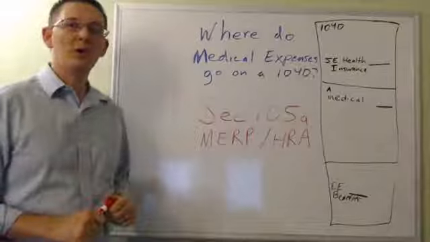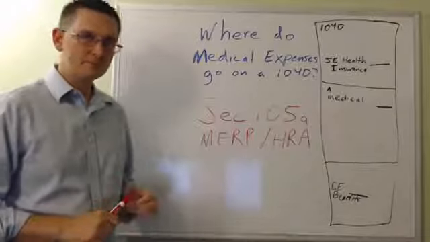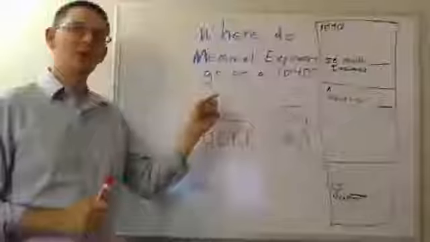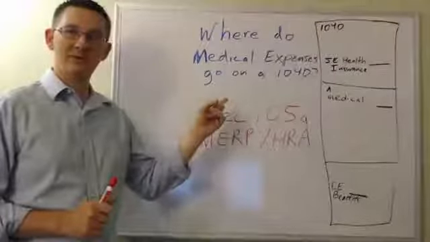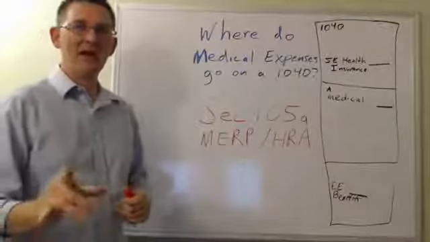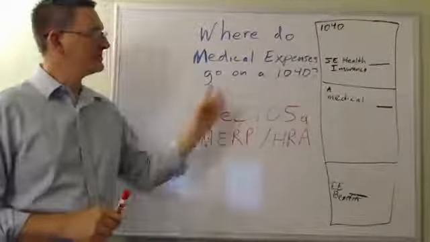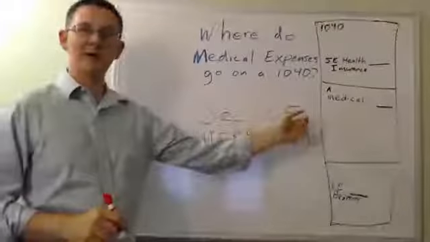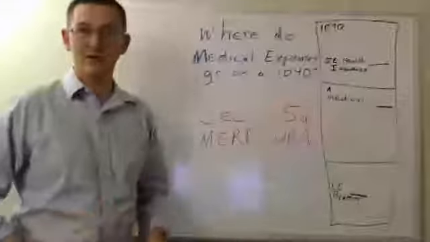So I've got a very important question for you this morning. And the question is, where do medical expenses go on Form 1040? Now you might be asking yourself, this might be a trick question, but here's the answer for you. Traditionally, we know that medical expenses go on Schedule A of the 1040, all right?